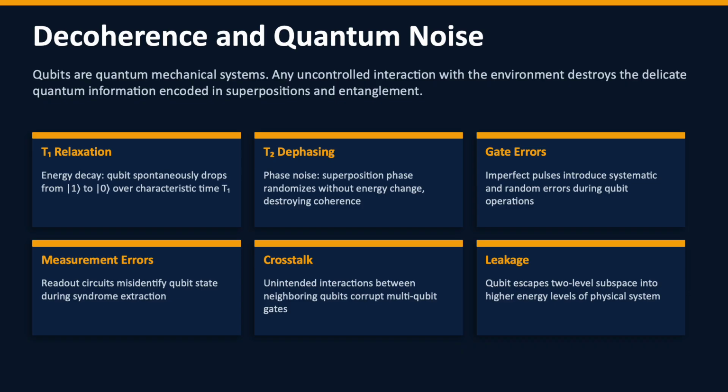And we have looked at how qubits are quantum mechanical systems. Any uncontrolled interaction with the environment destroys the delicate quantum information encoded in superposition and entanglement.